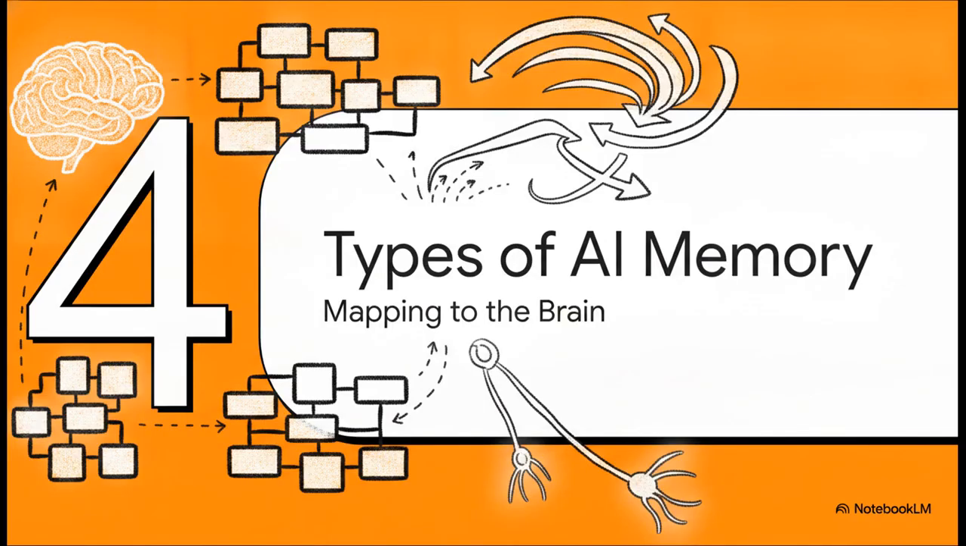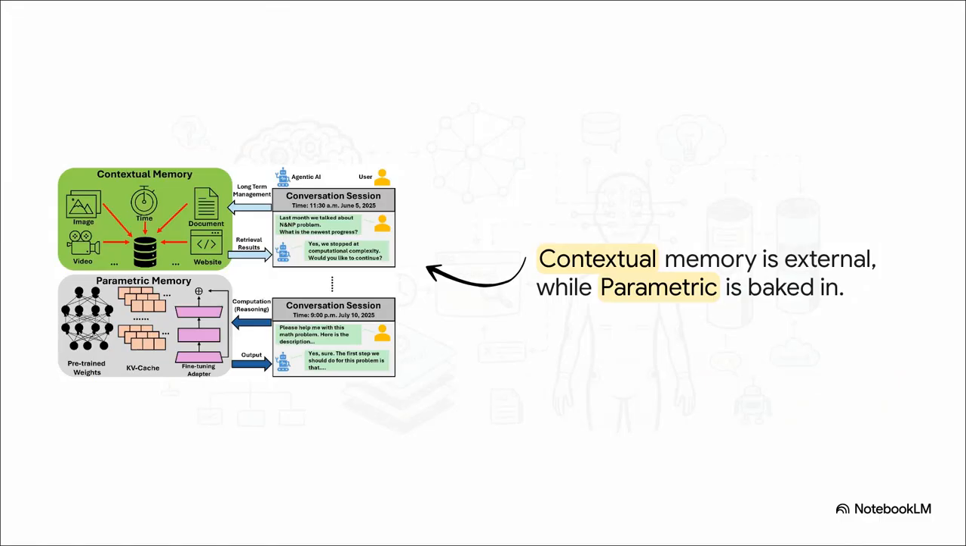Okay, so how do we actually fix this mess? That brings us to part 4, types of AI memory. It turns out, by mapping AI architecture directly back to how the human brain functions, we can find the exact structural solution we need. So there's a really vital distinction between two primary types of memory here.